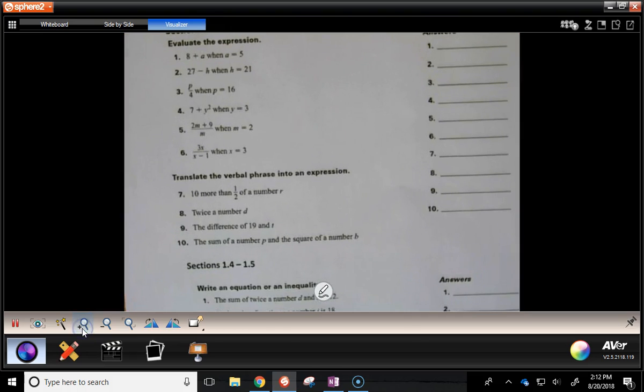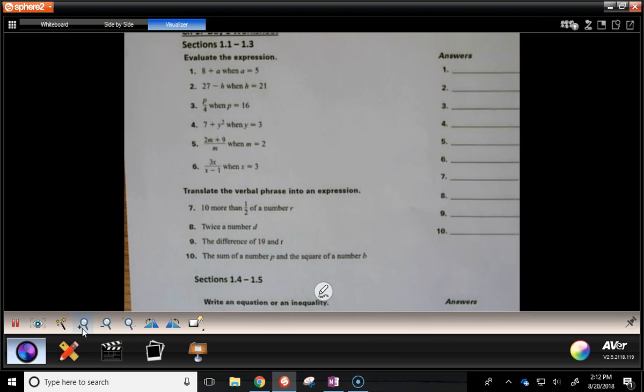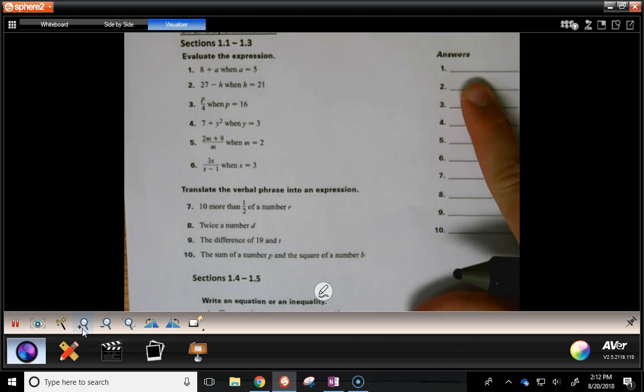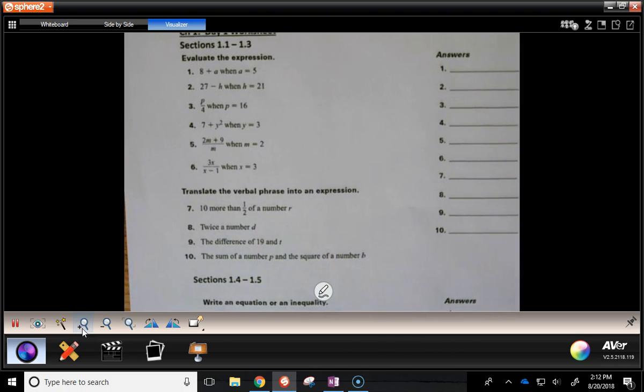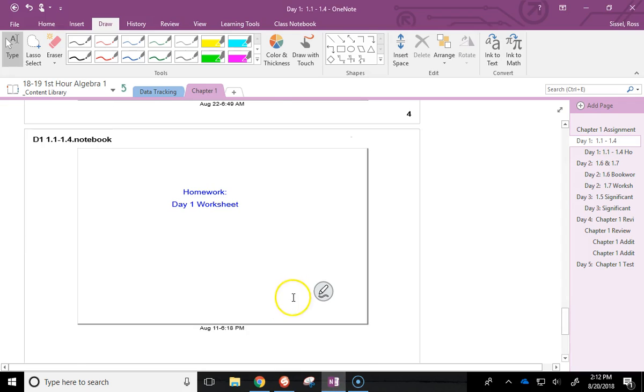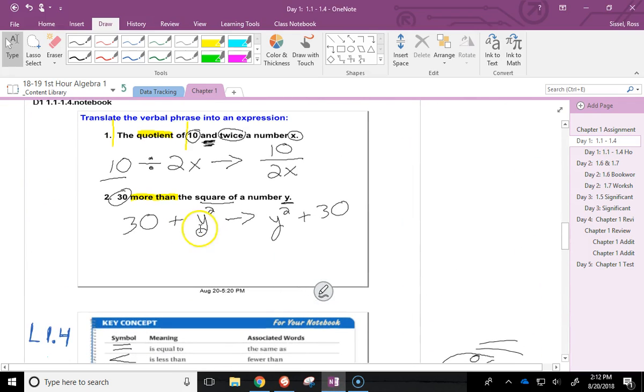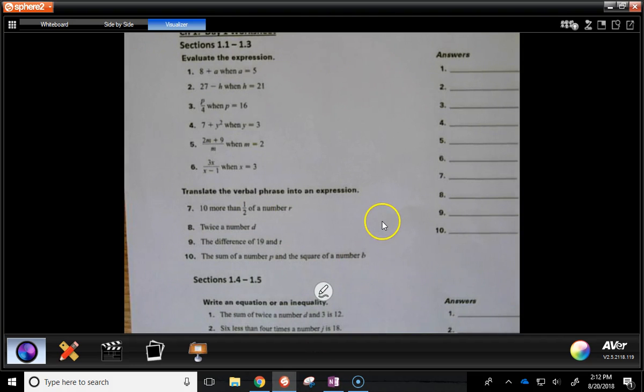Okay. 1 through 6, you're just evaluating the expression. So 8 plus a when a equals 5. Substitute 5 in for a and solve for the problem. I want the answer over to here to be what the equation equals. So like number 1, 8 plus 5 equals what? Same thing for 1 through 6. Number 7 through 10, you do not need to solve. You need to just write the equation. Just like we were just doing in OneNote. Just like right up here. The y squared plus 30. That is what we're doing on this homework.